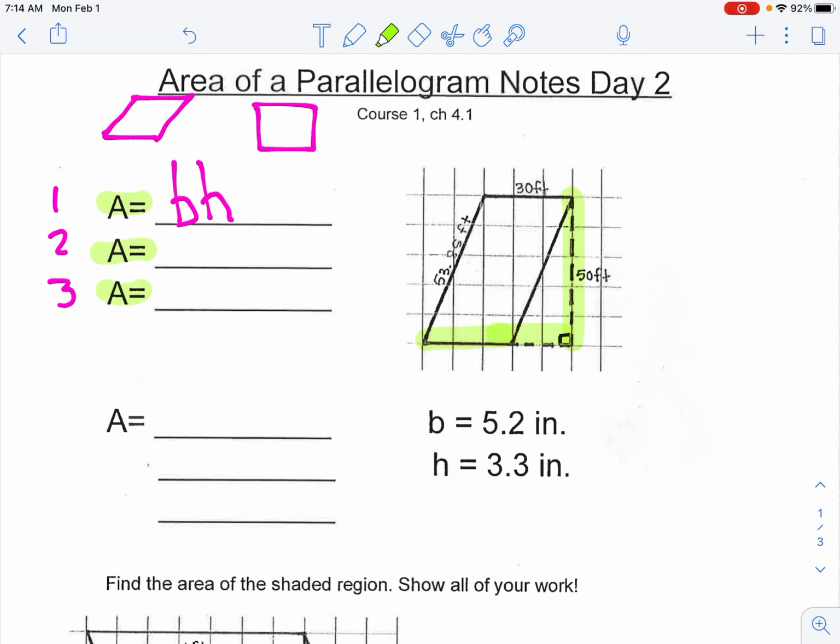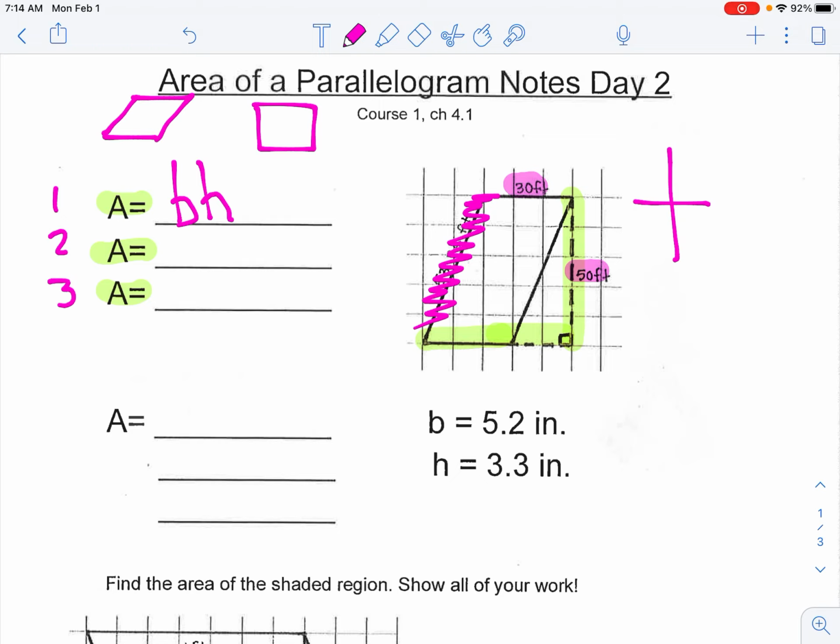If we run that line over, remember the base and the height are always perpendicular to each other. Perpendicular means they're going to form a T. So we said in class on Thursday and Friday that you will never, ever use the slant height. So the area of a parallelogram is always that flat base and the height that's perpendicular. So if we look at the numbers, I see 30 feet up here for the base and 50 feet for the height. So those are the numbers.